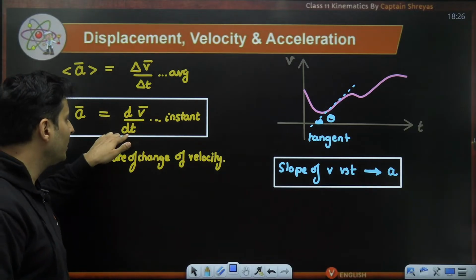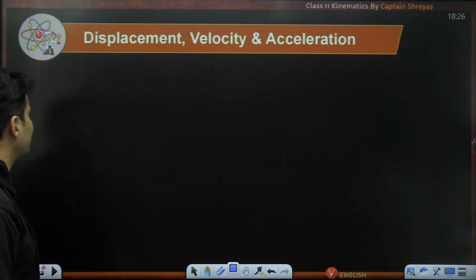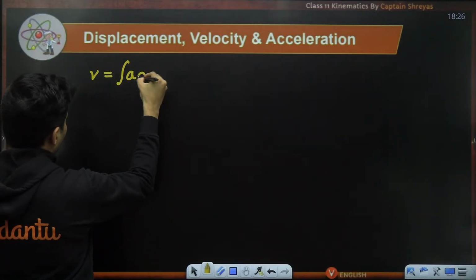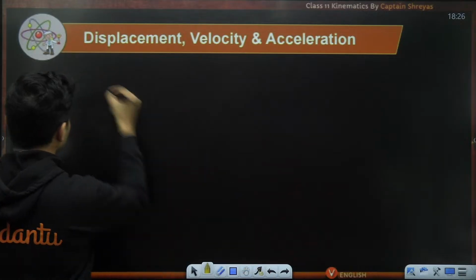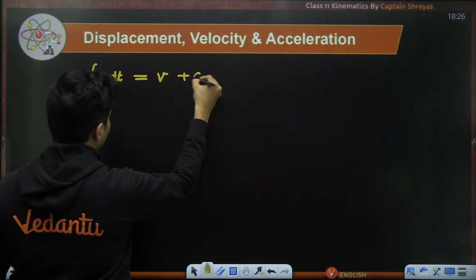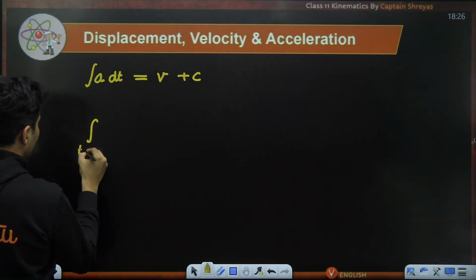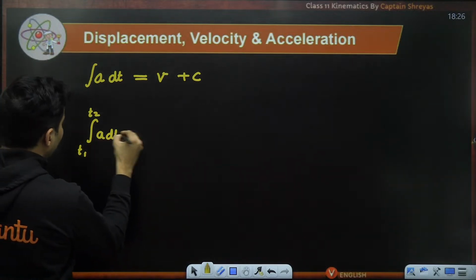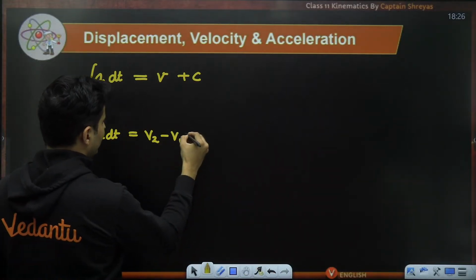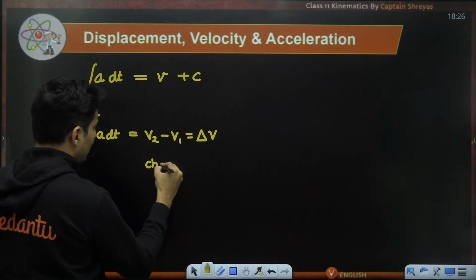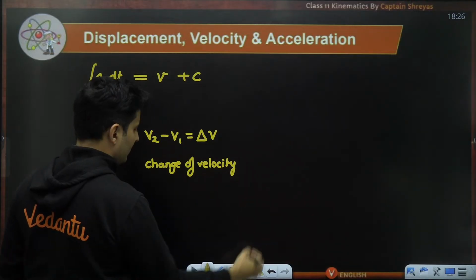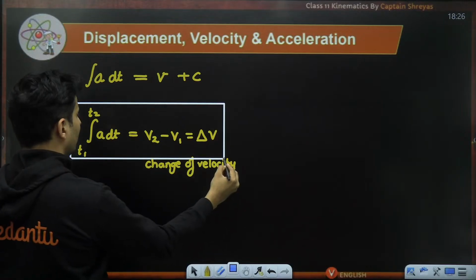Obviously, we can now go to the exact opposite of it. If acceleration is the derivative of velocity, velocity will be the integration of acceleration. So if I integrate acceleration with respect to time, I'll get velocity, but with no limits, plus some constant. Usually we'll have limits, say from t1 to t2, and I will get v2 minus v1, velocity at 2 minus velocity at 1, which is nothing but the change in velocity. There is no special name for it. It is just change of velocity.